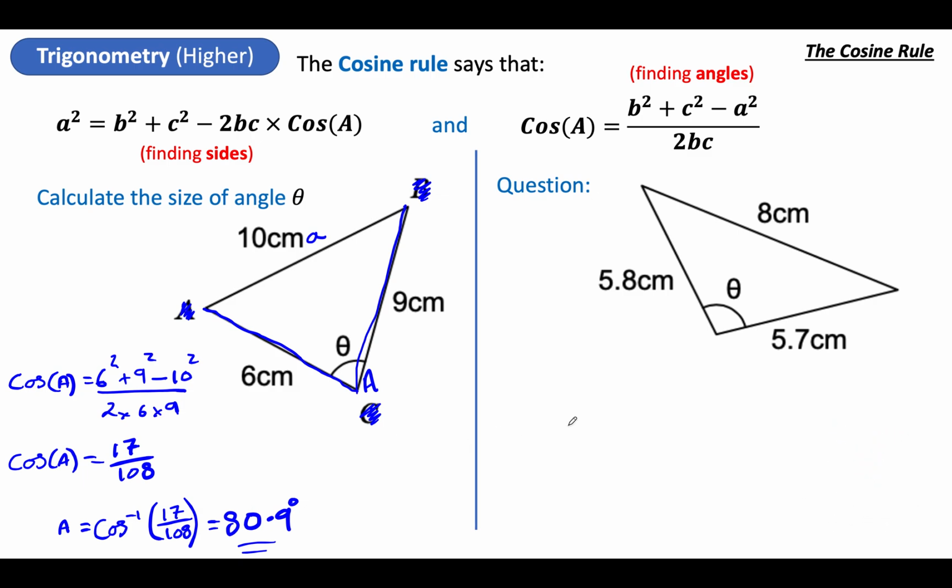Okay. We have unpaused. Right, if that's my angle A, that's my side A, because it's opposite. So when I'm saying subtract A squared, it will be subtract 8 squared. Right, cos of my angle equals B squared plus C squared. It doesn't matter which is B and C, it's just those two sides. So 5.8 squared plus 5.7 squared. Doesn't matter which way round they go. But it must be subtract 8 squared. All divided by 2 times B times C. Again, doesn't matter which order they go in, as long as they're both there.